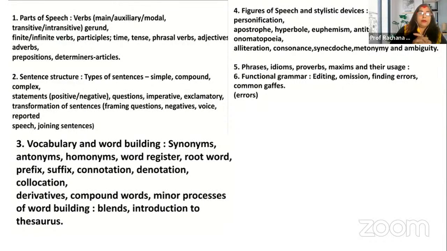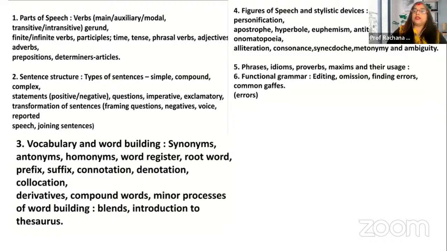Then based on vocabulary and word building, you have all these topics: synonyms, antonyms, homophones, homonyms. These are all there. Some of these vocabulary questions will also be asked in the passages. So it is not that only in the directive this will be asked. Point number 3, blends, then derivatives, compound words, all this can be put in your passage also.